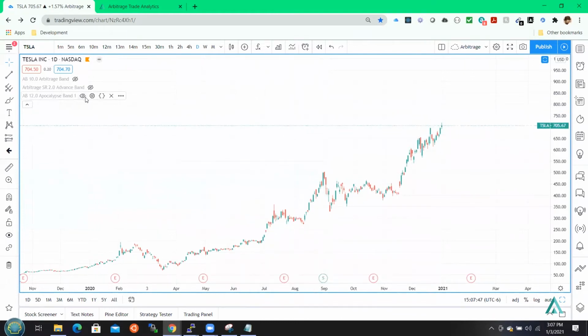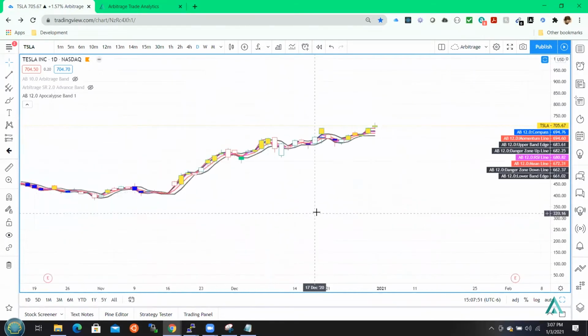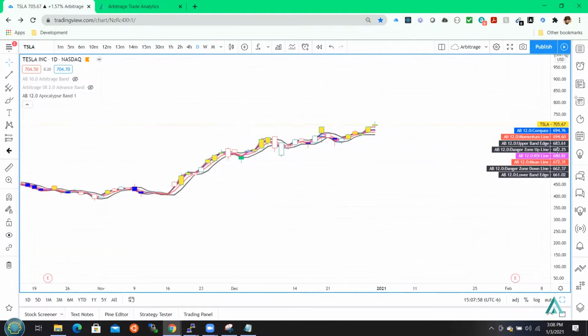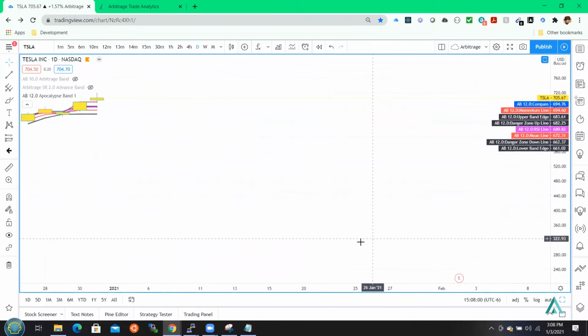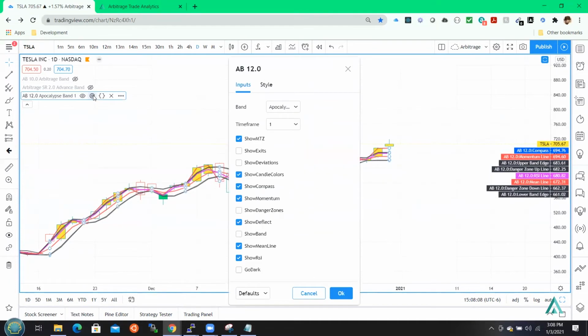So the first thing I'm going to do is turn on version 12 of the arbitrage band indicator. I'm currently sitting on the daily time frame, but you'll notice there's a little bitty apocalypse band. That little bitty apocalypse band actually belongs to the minute chart. So I'm going to show you what we did under here.